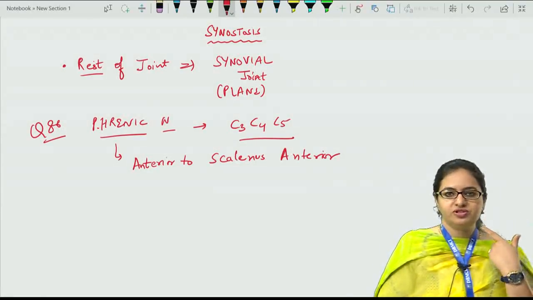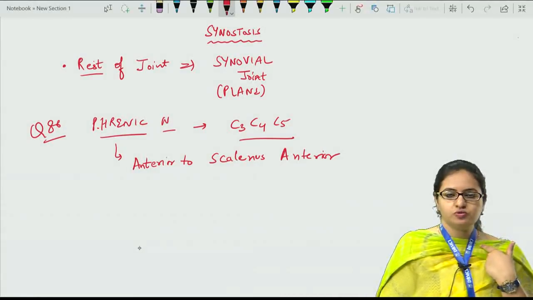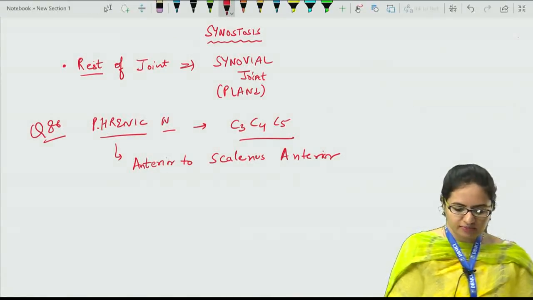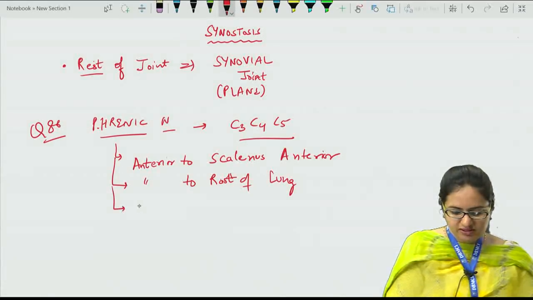Then after descending through the neck anterior to the scalenus anterior muscle, it will pass through the superior aperture of the thorax, and then reach the mediastinum. In the mediastinum, it passes just anterior to the root of the lung, traversing between the mediastinal pleura and the fibrous pericardium.